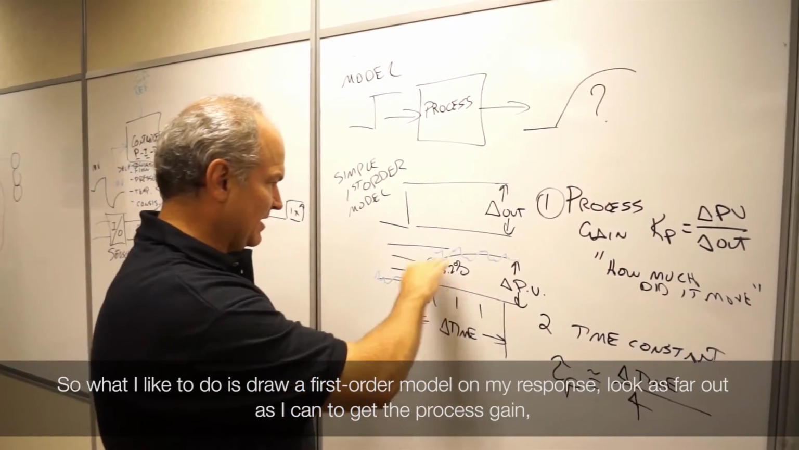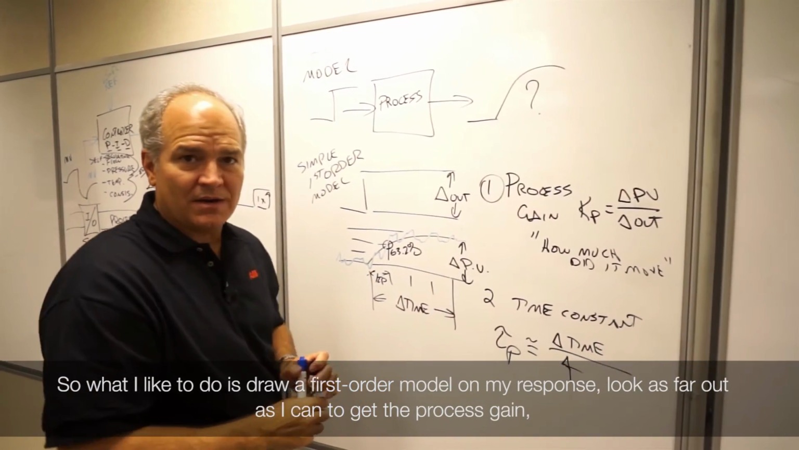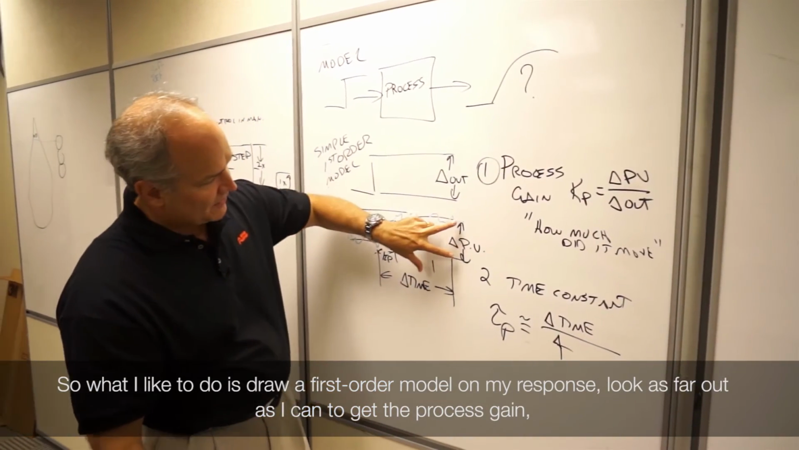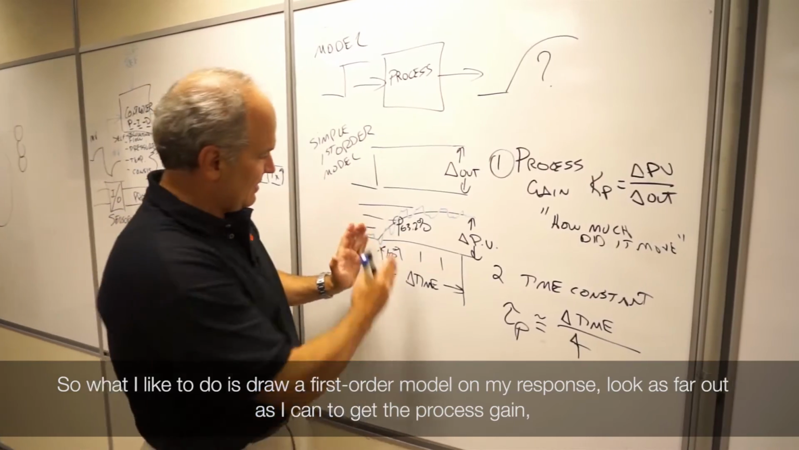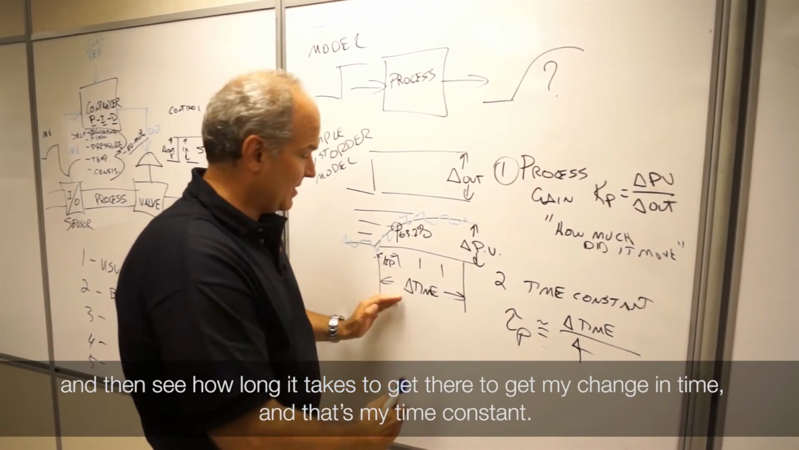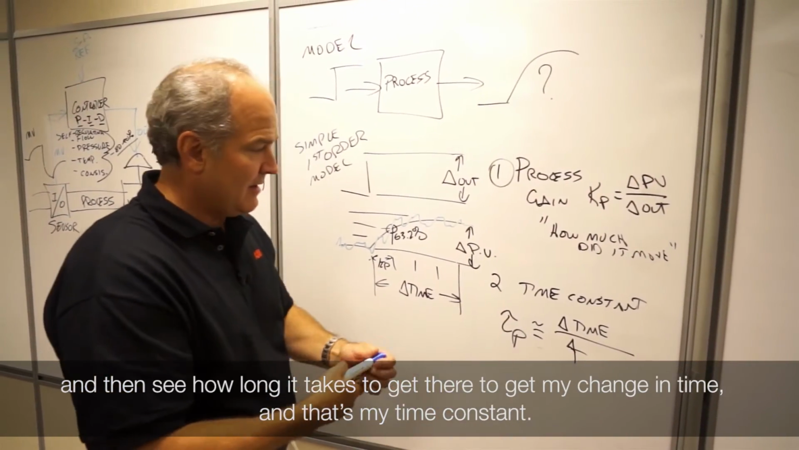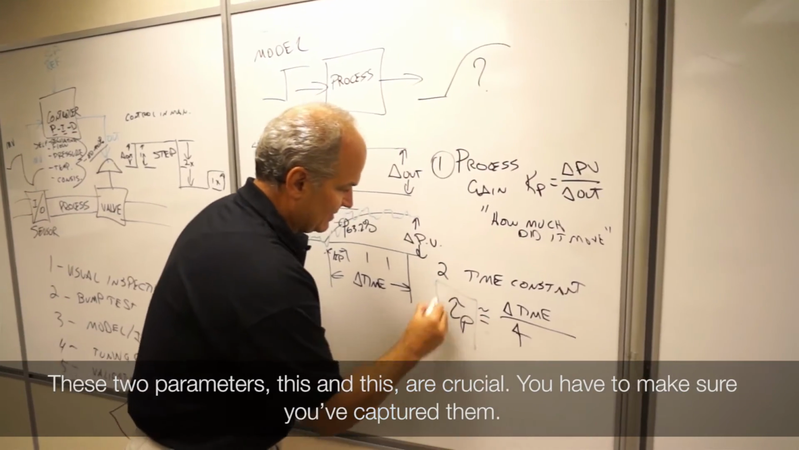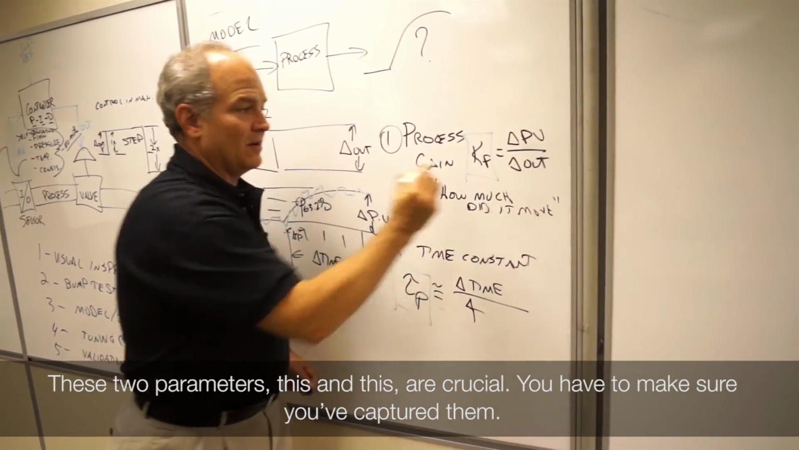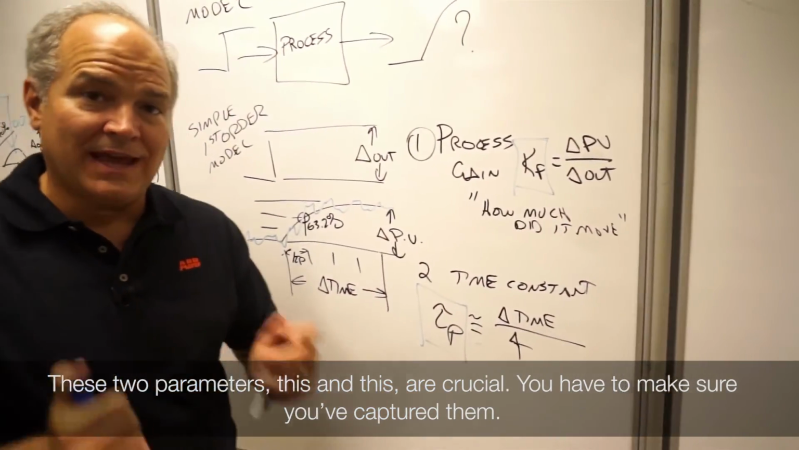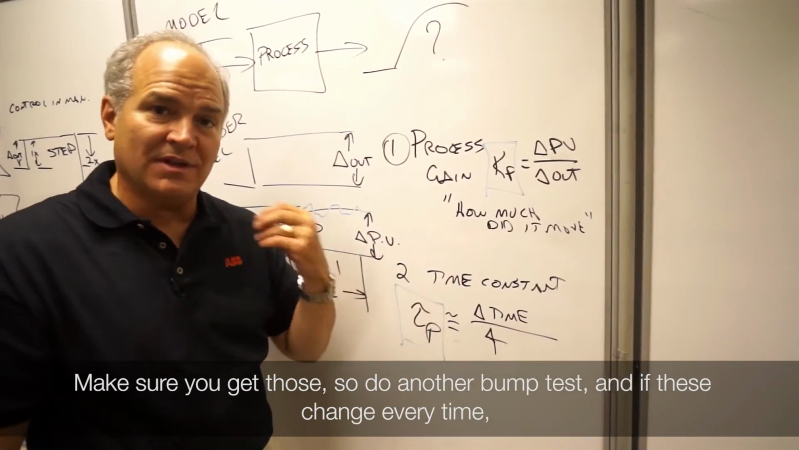So what I like to do is draw a first order model on my response, look as far out as I can to get the process gain, and then see how long it takes to get there to get my change in time, and that's my time constant. These two parameters, this and this, are crucial. You have to make sure you've captured them. So do another bump test and see.